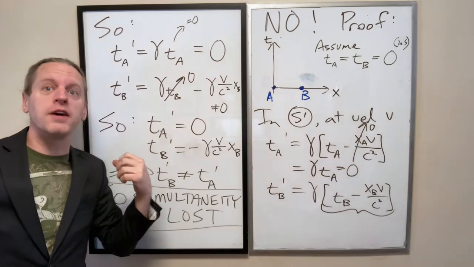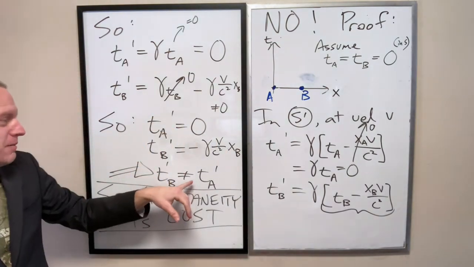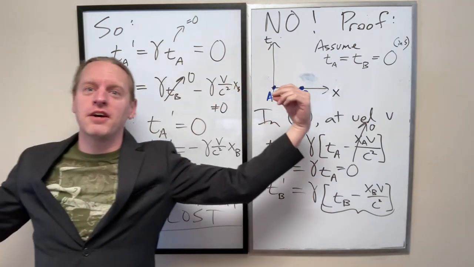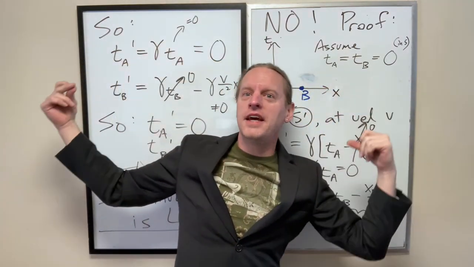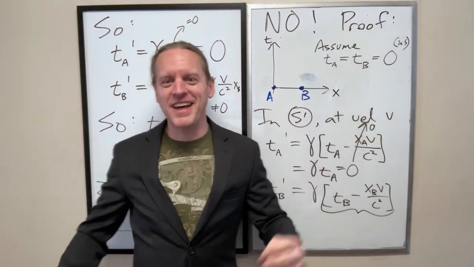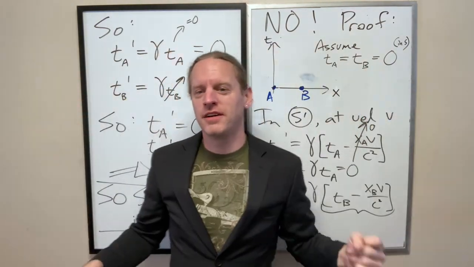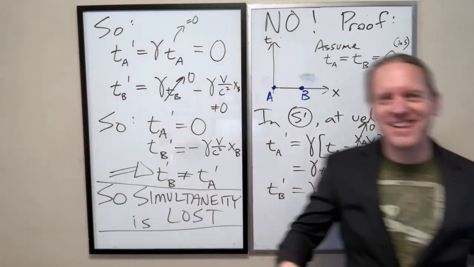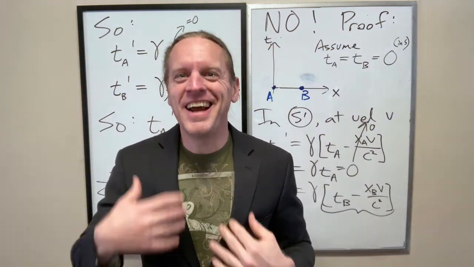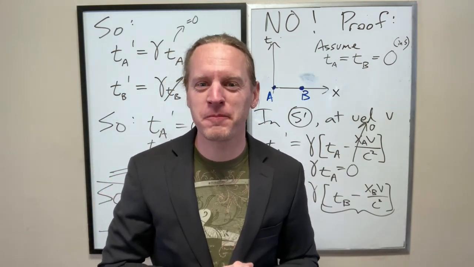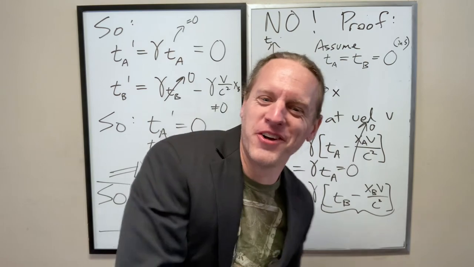The moving observer is going to see this. Remember, TB is slightly negative. So he's going to come up, he's going to hear this, and then that, and then he's going to move on. So again, stationary observer, moving observer. Isn't that crazy? They no longer agree on the order of events. And there's one more.